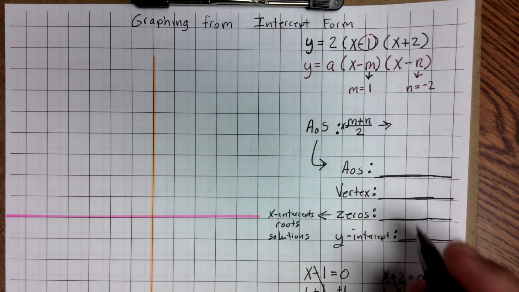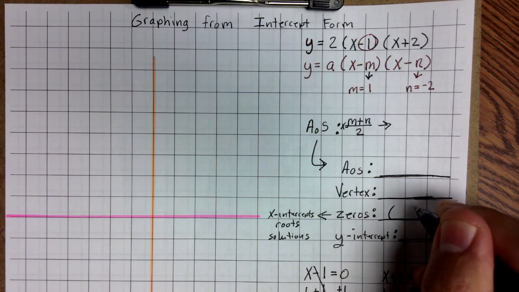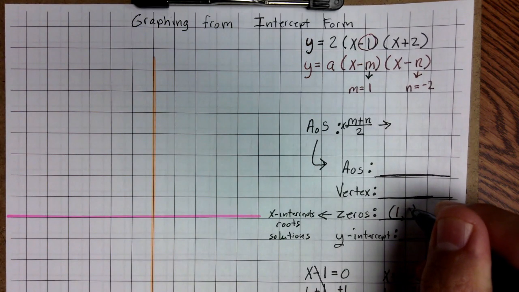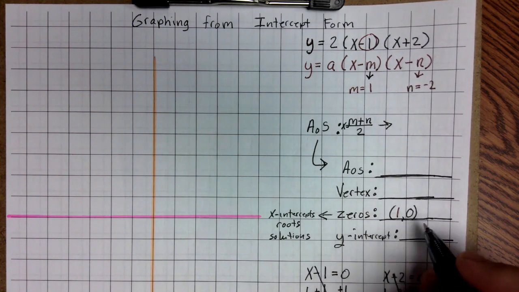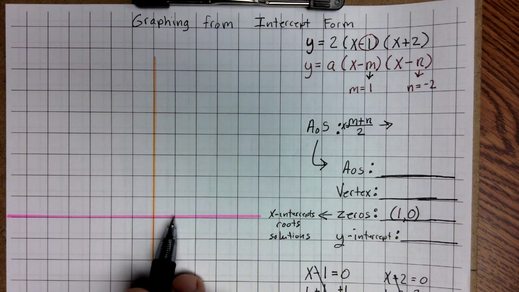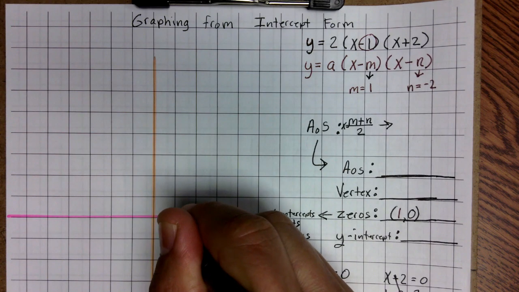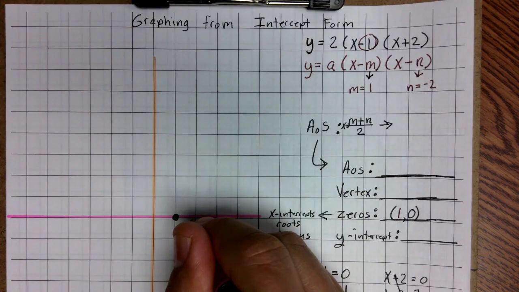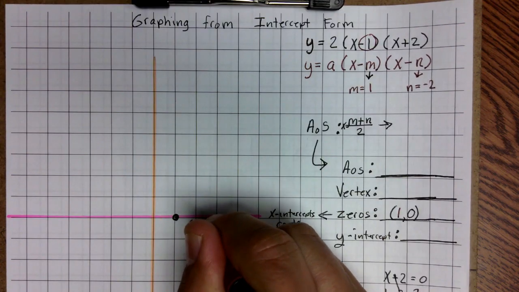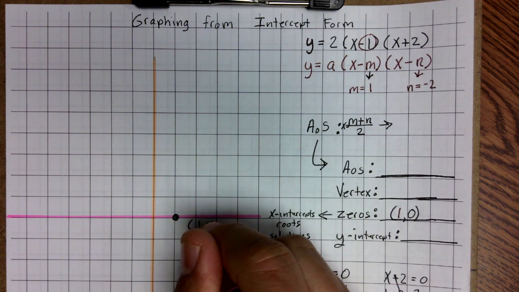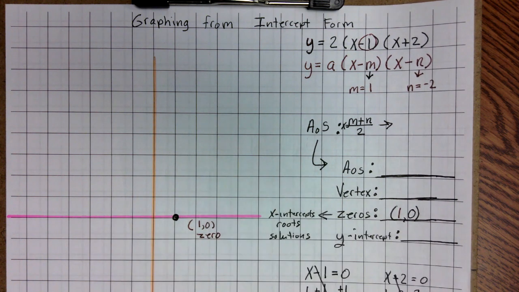We know this first one is just positive 1. So I'm going to put my parentheses for the first zero, and my x value is positive 1. We call it a zero because it's when y is 0. So (1, 0) is going to be my first one. If I start from the origin and go to the right one time, that's (1, 0). So I'm going to put a point right there, and I'm going to write right here (1, 0). And underneath it, this is my first zero.